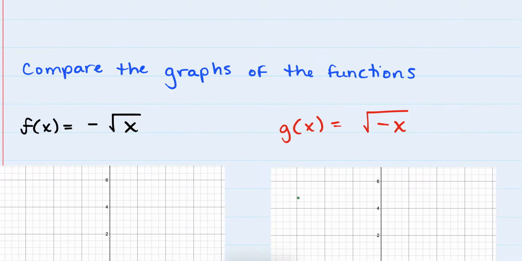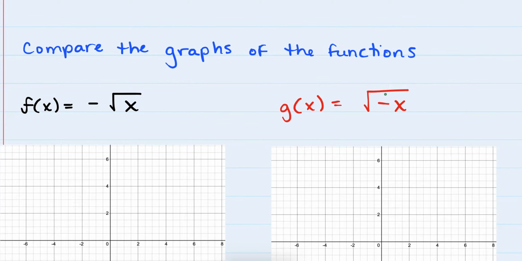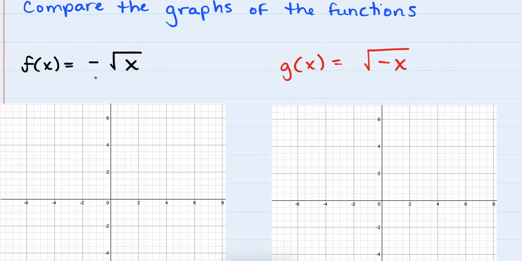Let's look at another example. Let's compare the graphs of these functions. Here I have f of x is equal to negative square root x, and g of x is equal to the square root of negative x. I want to call this, instead of f, I'm going to call it h. And I'm going to let my parent function be the square root of x.